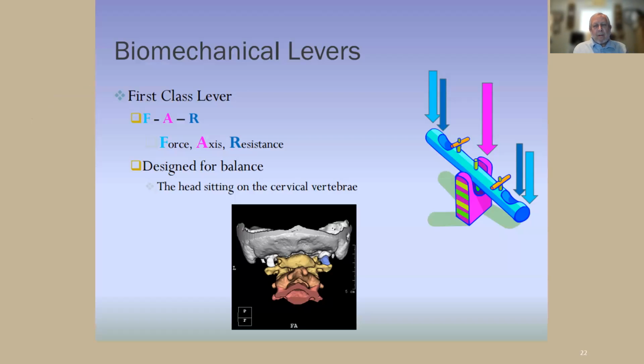Again, more things on levers. First class lever, now you notice this one, they're calling it force, axis, and resistance. Get used to those terms because there are several different terms for each thing here. So designed for balance, and believe me, that grotesque looking thing there is supposed to be the human skull. The head sitting on the cervical vertebrae. So force, axis, or fulcrum, and resistance.